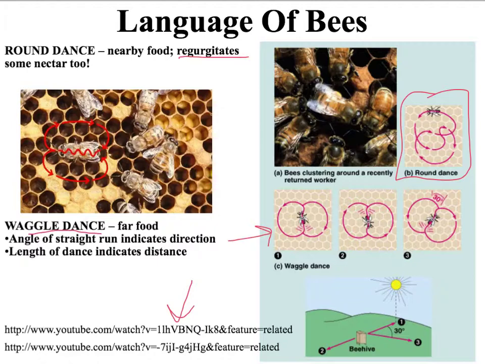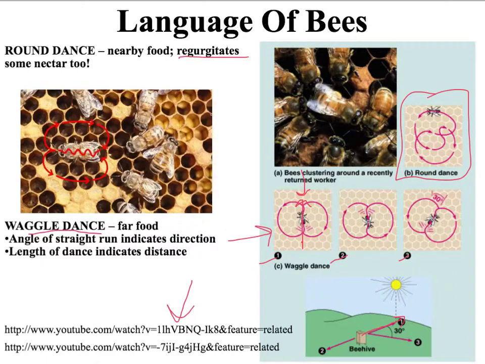And the direction is indicated by the angle of this part of the dance called the straight run. So you can see 3 different examples of waggle dances here. And in this case, the straight run goes straight up. And what that communicates to the bees in the hives is that the food source is straight toward the sun.